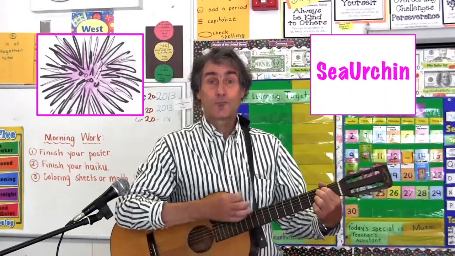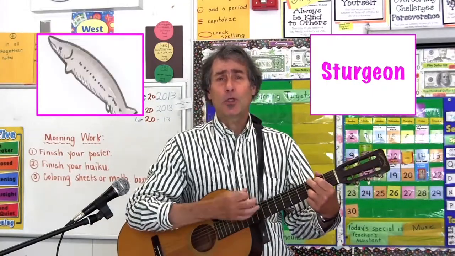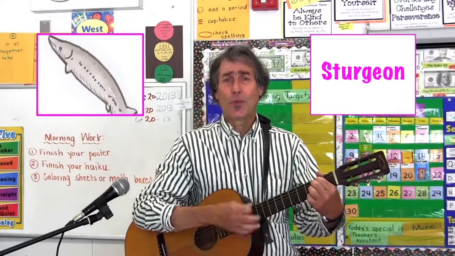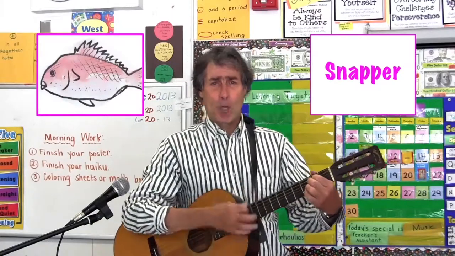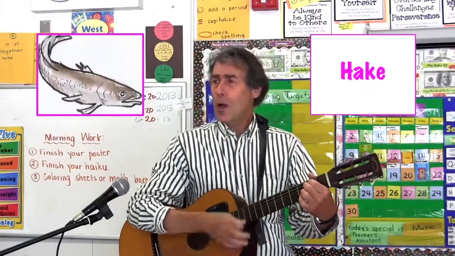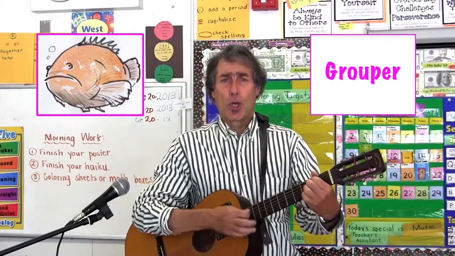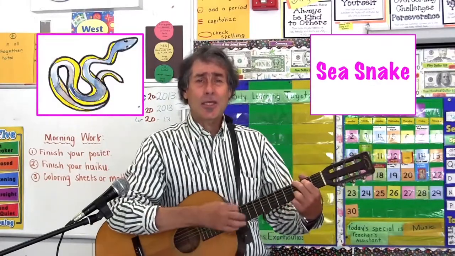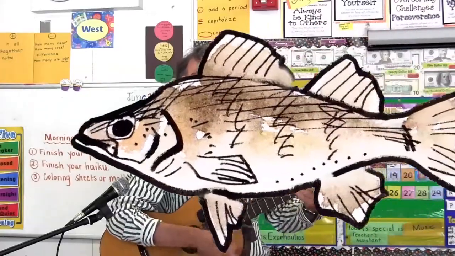Sea urchin. I'm the one called a crab. I'm the one called a sturgeon. One called a chub. One called a snapper. One called a hake. One called a grouper. One called sea snake. I know sea creatures. Yes, I do. Do you want to learn more? Yes, I do.